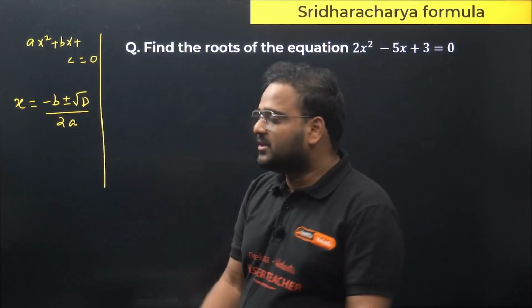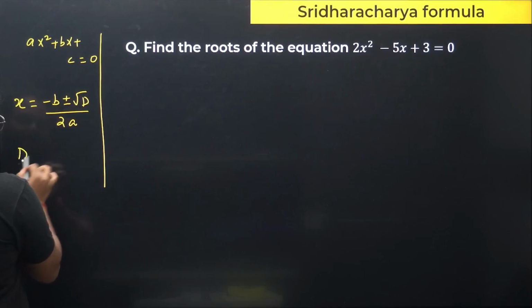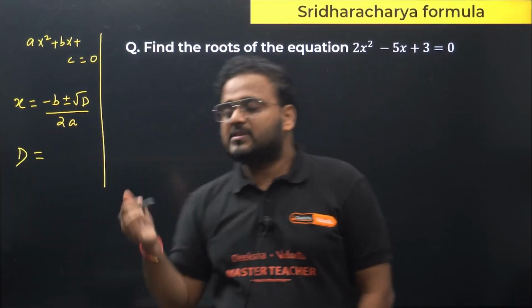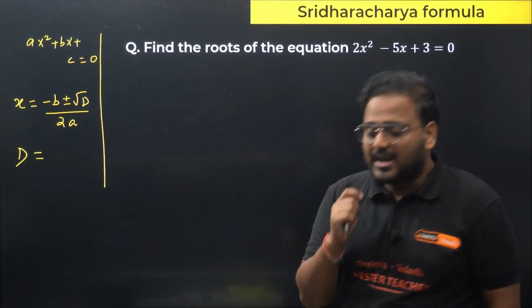Clear? Very much clear. Okay, now what is this value of d called? This is the discriminant value. It's a parameter that helps us to understand the nature of the roots. So we will see that later. That is the last section of this particular chapter, which is called nature of roots.